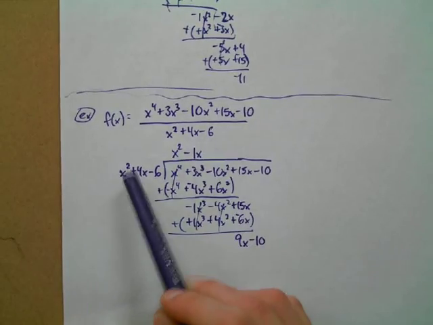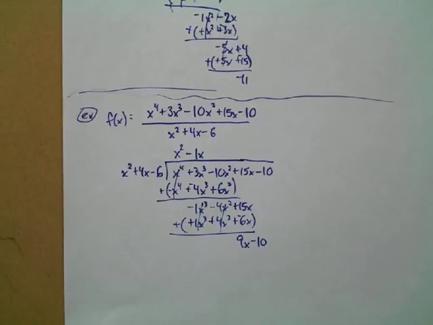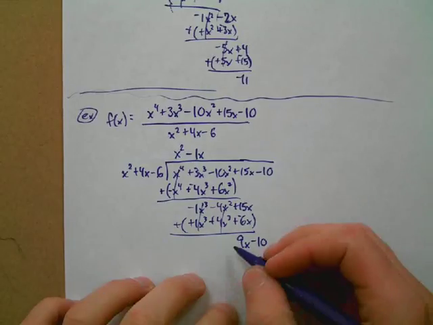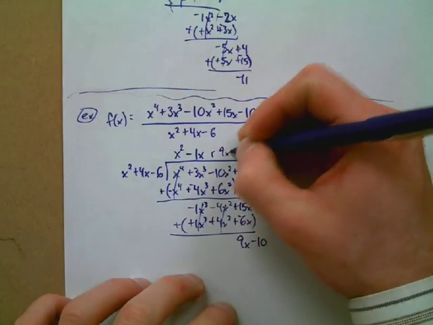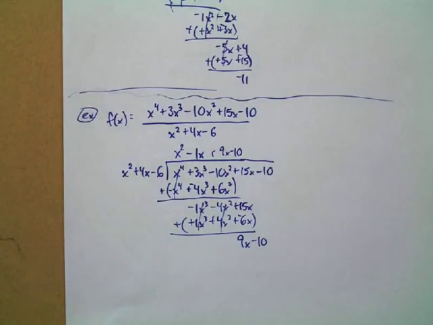Which means that when you divide these two things, you end up with an answer of x squared minus 1x plus the quantity 9x minus 10 over, and then you still have to divide it by x squared plus 4x minus 6. So those two things divided give you that.